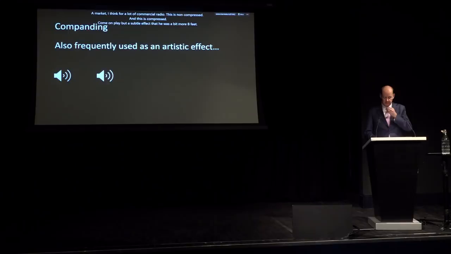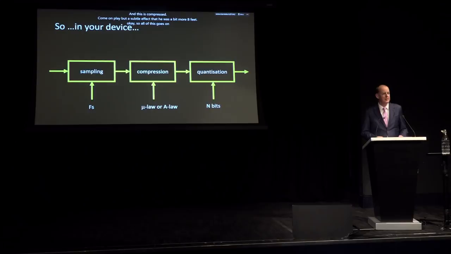Okay, so all of this goes on in your device of choice, your mobile phone or whatever it is you're using to record the speech. So the first thing that happens is we sample the waveform using that Nyquist theorem to get the sampling rate right, and then we may or may not use some compression to make the best use that we can of the bits available to us, and then we squeeze it into a number of bits and use a process known as quantization. Okay, so those are the three basic things.